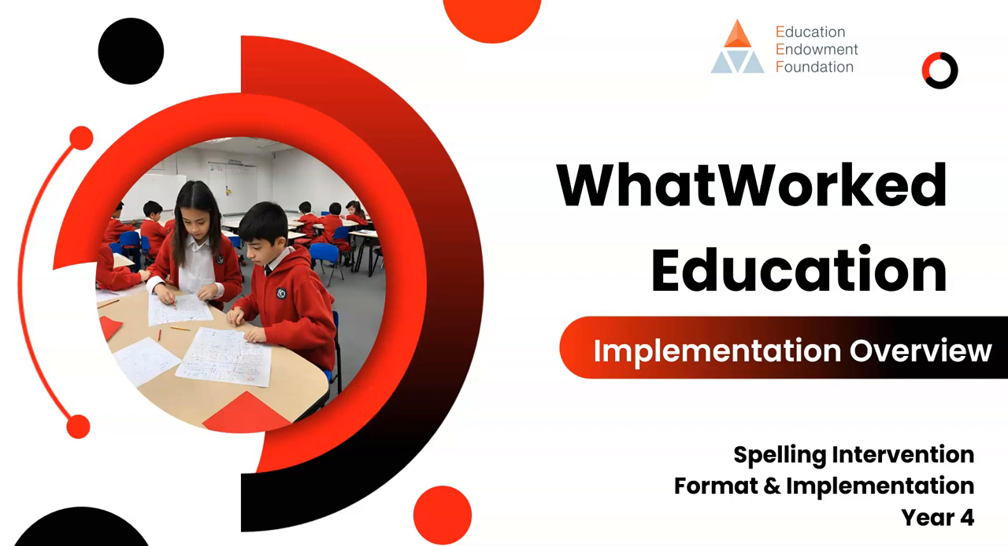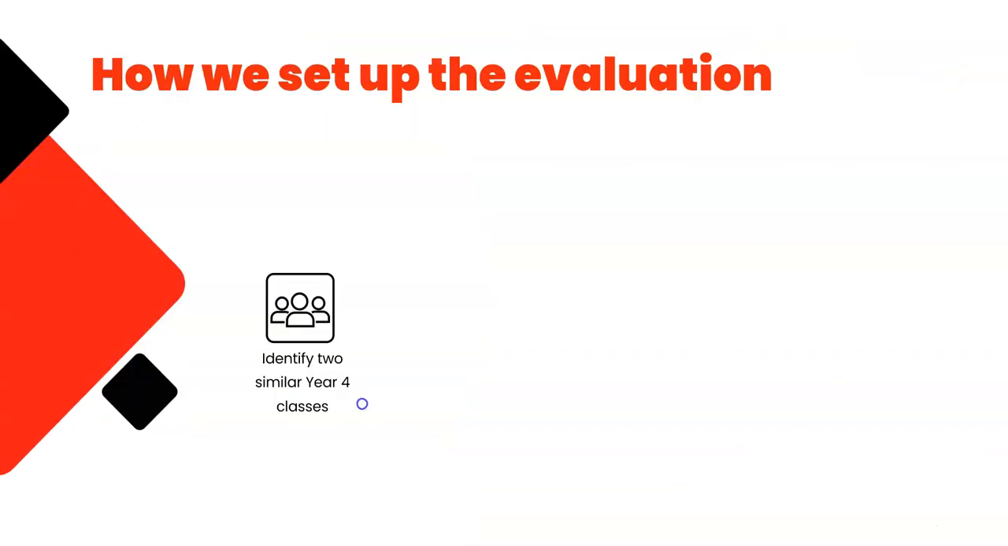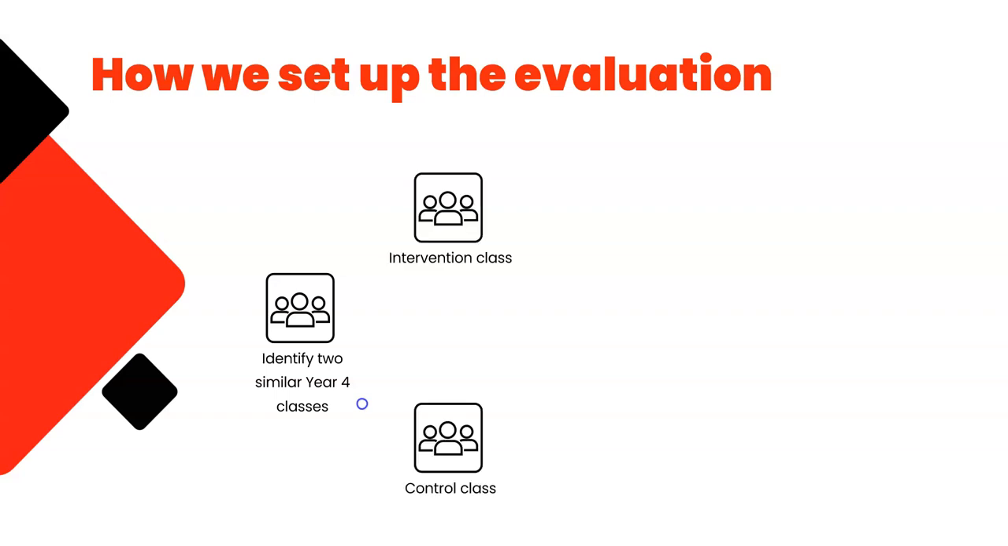Implementation overview. How we set up the evaluation. Identify two similar ability Year 4 classes. Use the What Word Teachers platform to randomly allocate an intervention class and a control class.